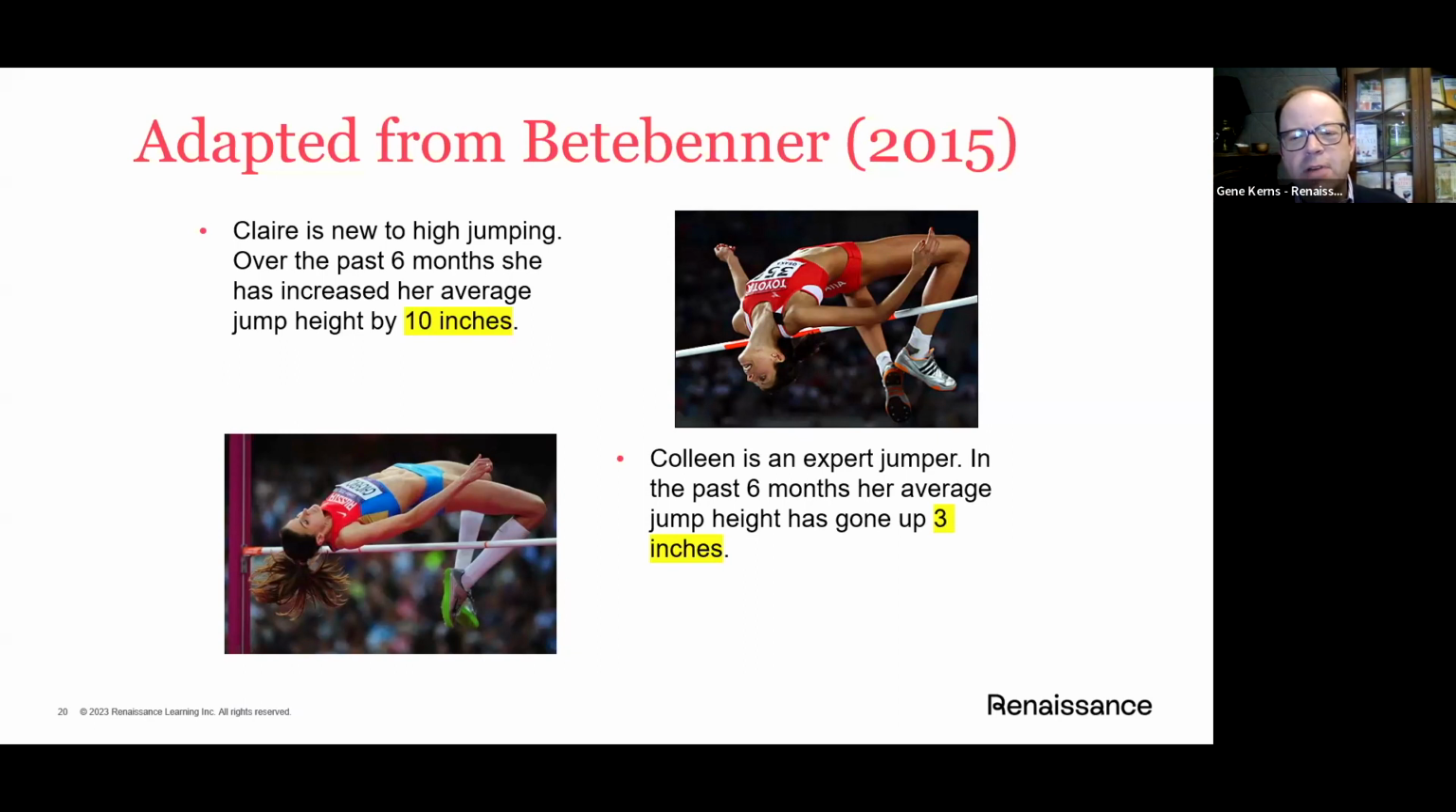So the concept of academic peers that I said in SGPs is so important would be something like this. It would be like saying, to understand how much Claire grew, let's compare her to all of the other kids who are new to high jumping, and let's see how her 10 inches compares to their growth. And Colleen, that expert high-level performer, let's compare her to all of the other highly trained, highly successful high jumpers. And then let's compare the 3 inches that she did increase to all of the other expert high jumpers, which is basically exactly the concept of academic peers.